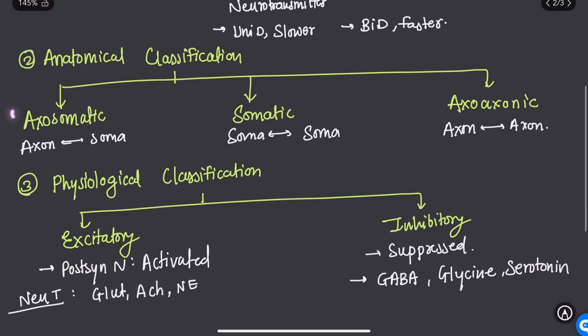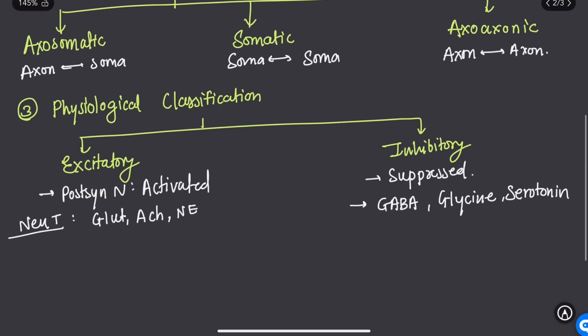Okay, so in the axosomatic type, there is a synapse between the axon of the presynaptic terminal and the soma, that is the cell body of the postsynaptic neuron. Then in the somatic type, again there is a synapse between the soma, that is the cell bodies of both presynaptic and postsynaptic neurons, and in the axonic type there is a synapse between the axons of both presynaptic and postsynaptic neurons. Then on the basis of physiological classification, again there are two types. First is excitatory and second is inhibitory.